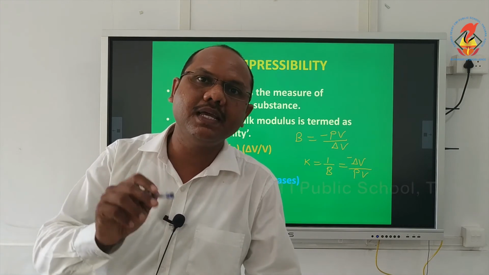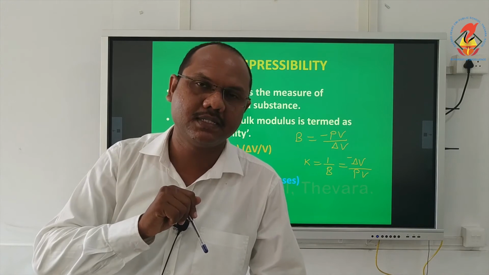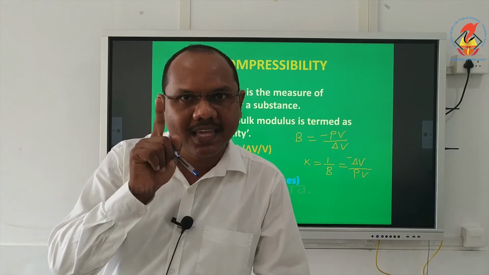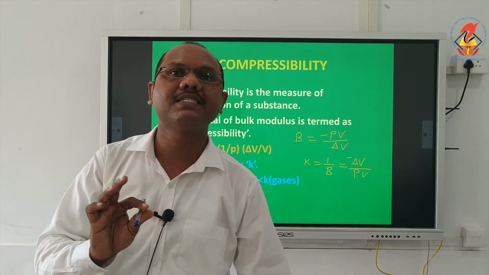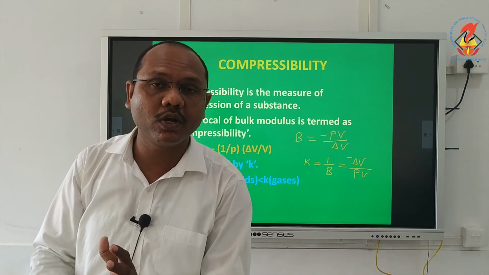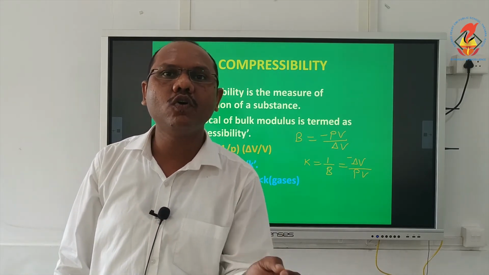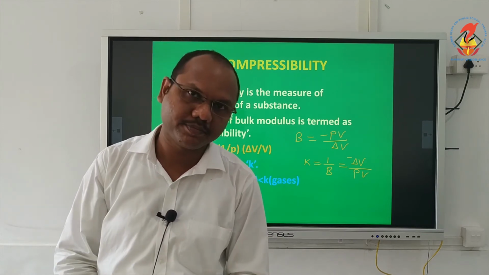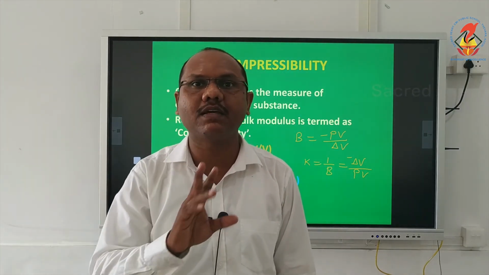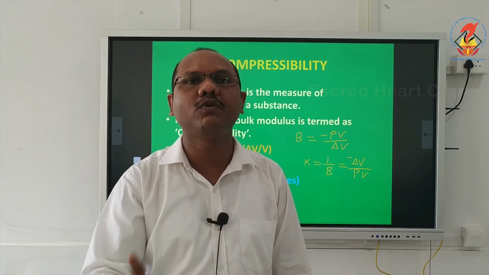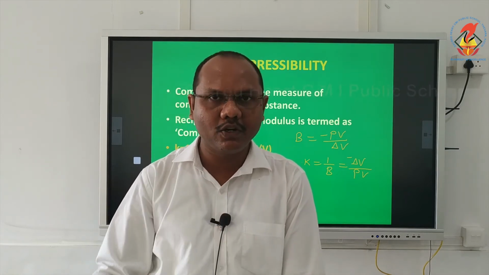So, compressibility is more for gas, bulk modulus is lesser for gas. So, air has the least bulk modulus. Air is highly compressible, with the least bulk modulus. So, we can say water is more elastic than air. If they ask you which is more elastic, water or air, water is more elastic than air, because the bulk modulus of water is greater than that of air.